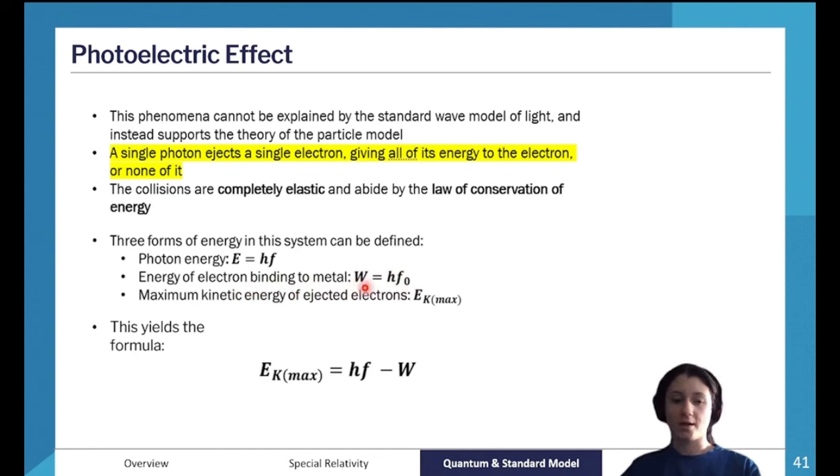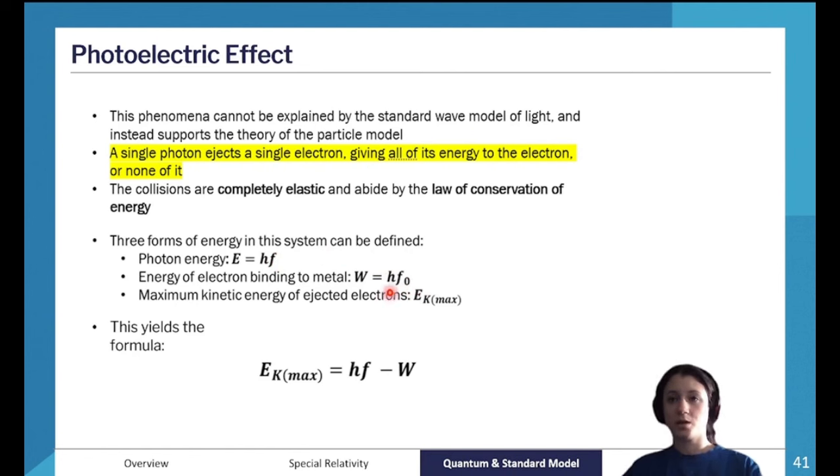This is how much work or effort it takes for the electron to jump out of the metal, because obviously it's still bound to its atom. We need to give it enough energy for it to jump out. So this is equal to h times the threshold frequency f naught. As you can see, this is directly derived from the formula here.